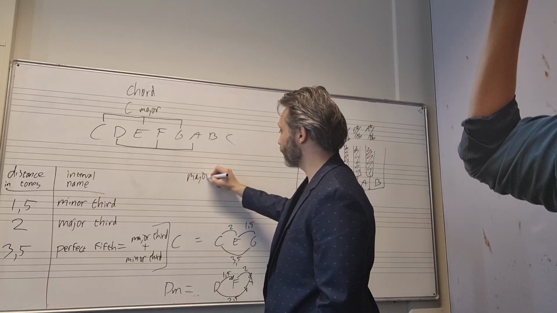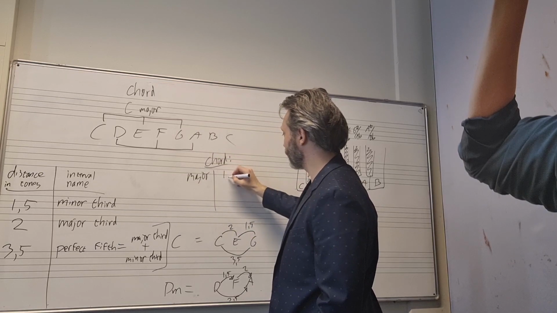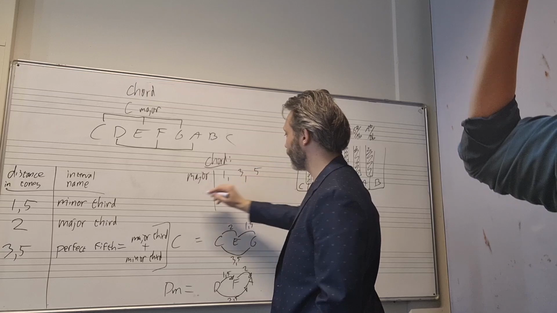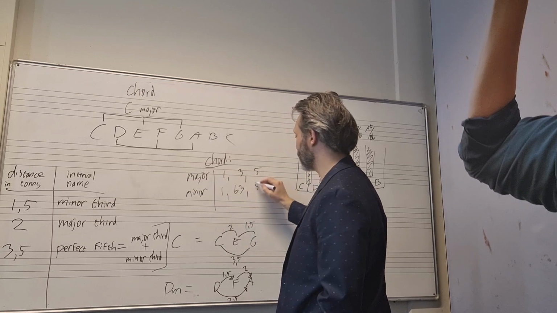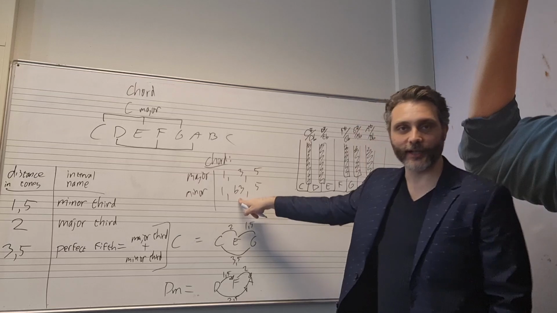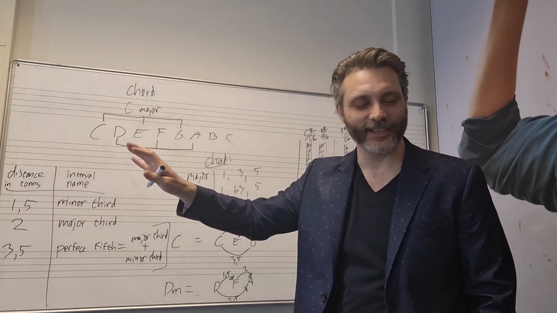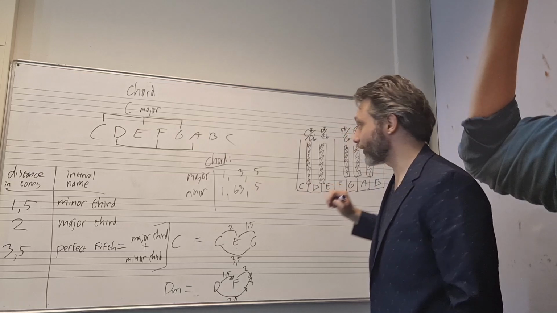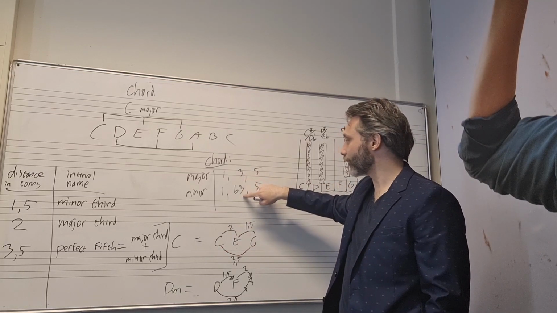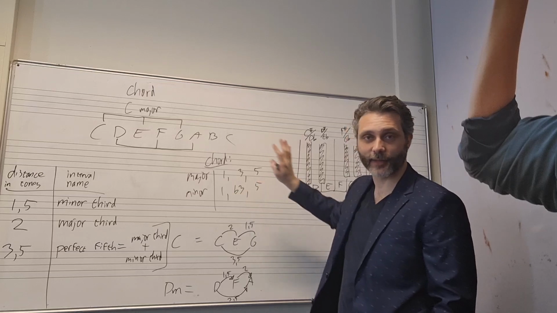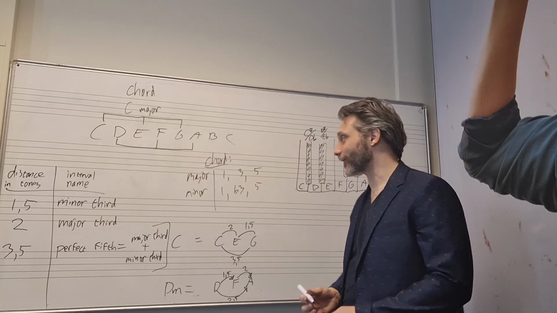A major chord has a 1, a 3, and a 5. A minor has a 1, a flat 3, and a 5. The reason I use this notation is because we're always referencing major. So if major is just 1, 3, 5, then minor has a lowered third, compared to major. I'm going to do this a lot, so let's get used to this notation.